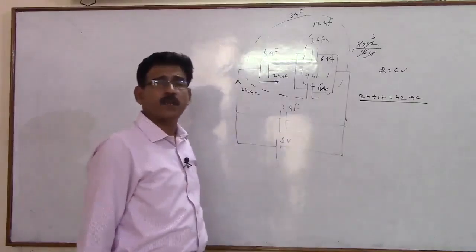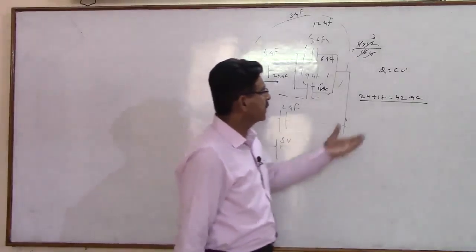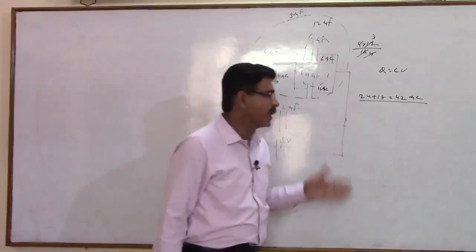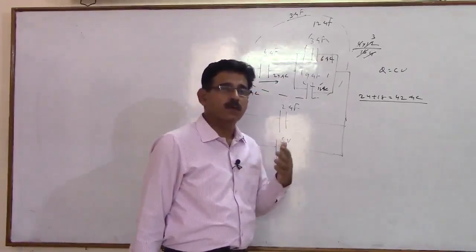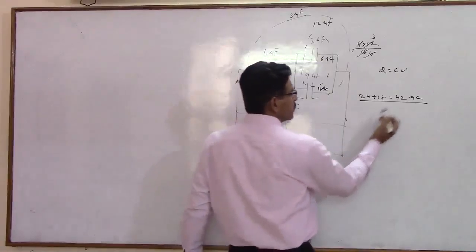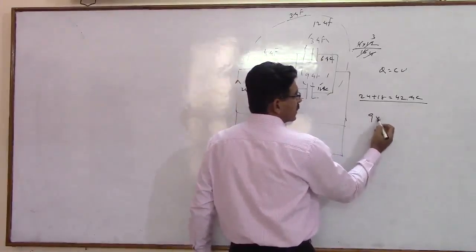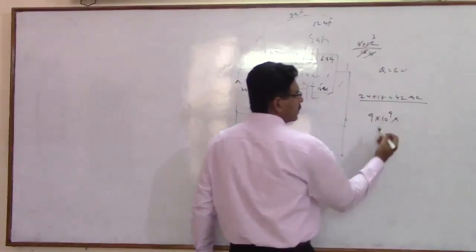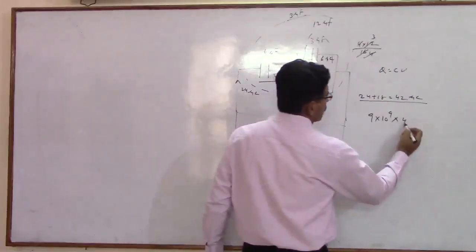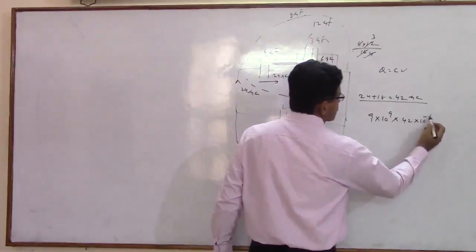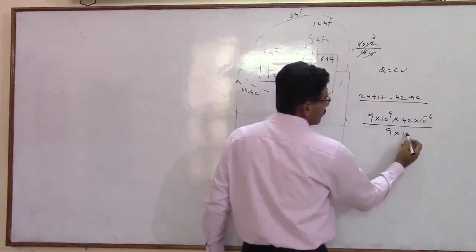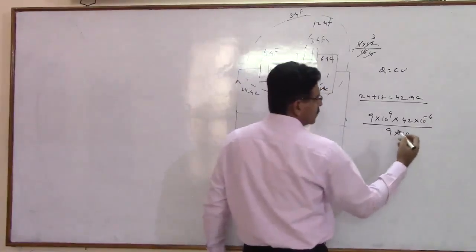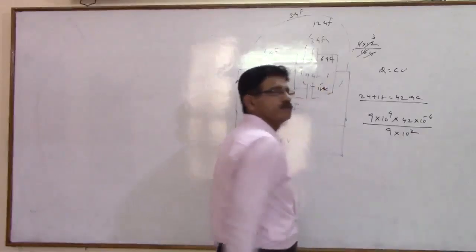And what is the question telling you? The question is telling you that take this to be a point charge and find the field at a distance. How much? 30, right? And you know, if this is a point charge, the field will be 9 into 10 to the power 9 into Q. Q is 42 into 10 to the power minus 6. 30 meters square will be 900, so 9 into 10 to the power 2, right?